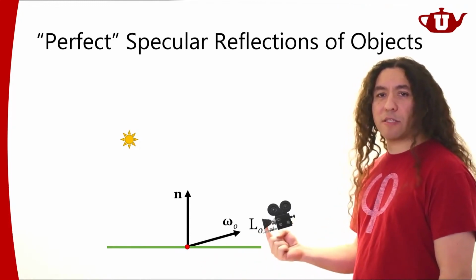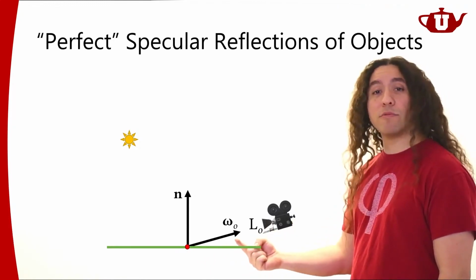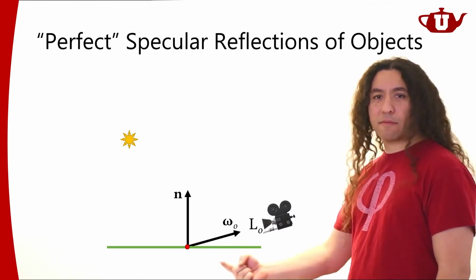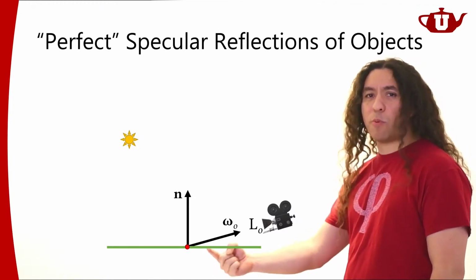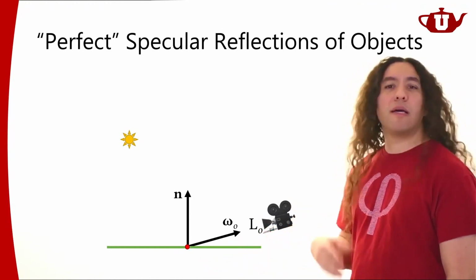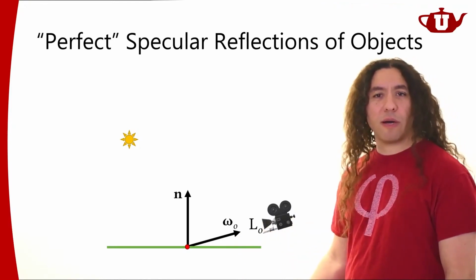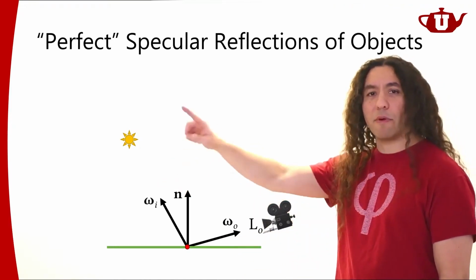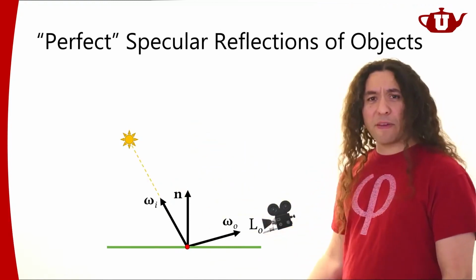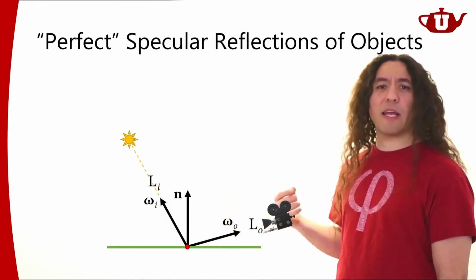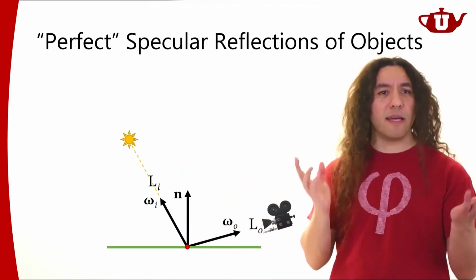This is my view direction, omega O. And LO is the light coming from this point towards my camera. That's what I want to compute. And when I do regular shading, what do I do? I look at where the light is coming from. This light is coming from this direction, right? I figure out how much light is coming, and I do my shading. I figure out the reflected light, and I'm done.